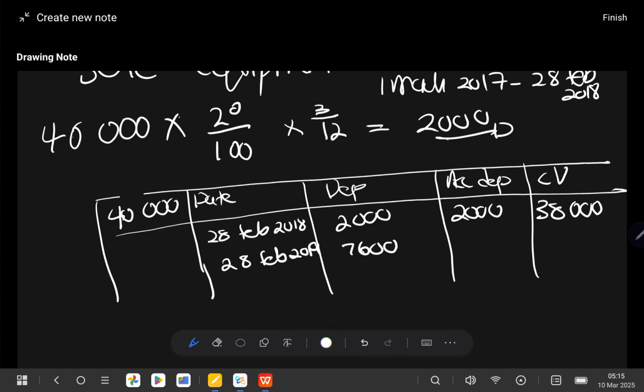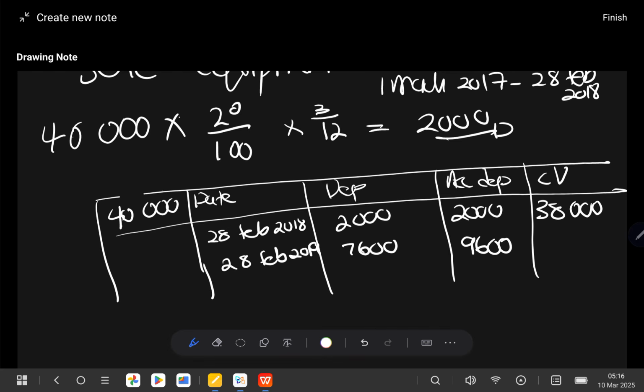38,000 multiplied by 20 divided by 100, 12 over 12 is 1. So yeah, our answer is 7.6. So that's what you need to check. So the answer here is 7.6. So 7.6 plus 2000, it will give us 9.6.